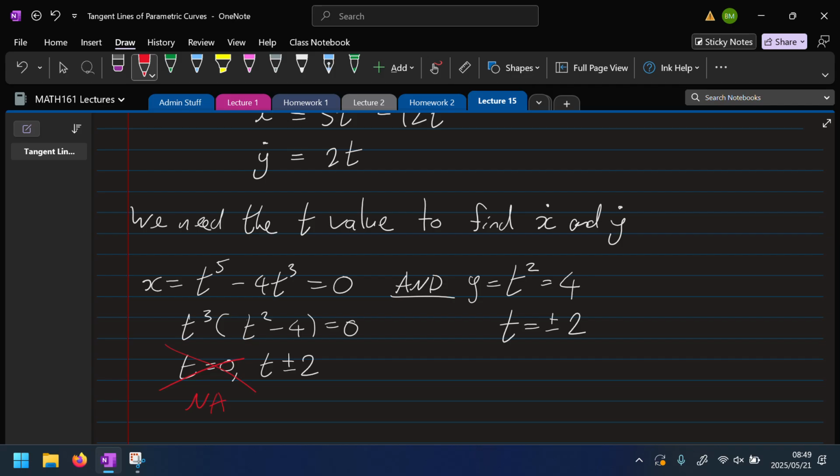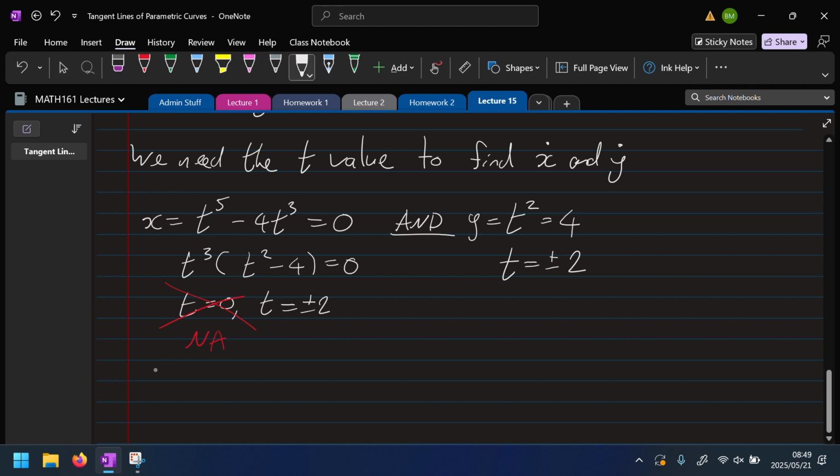But the first one has t equals plus or minus 2, and the second one also has t equals plus or minus 2. So those are valid solutions. Valid t solutions will be t equals minus 2 and t equals plus 2. So it appears at that point we have two tangent lines.